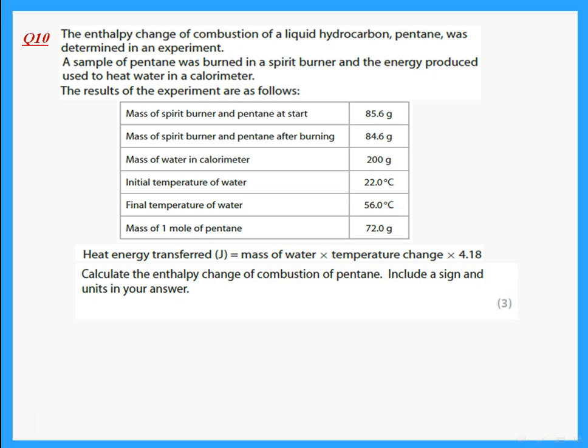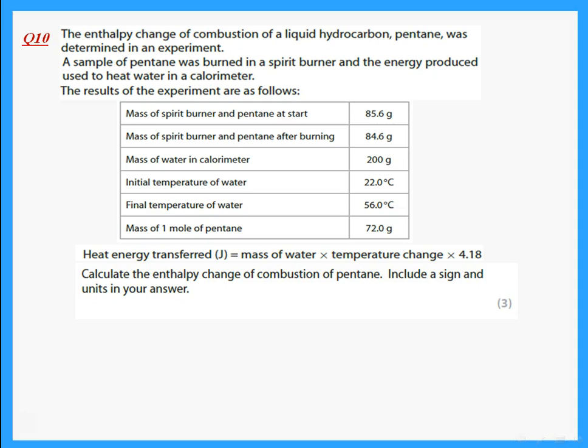Okay, this question says the enthalpy change of combustion of a liquid hydrocarbon pentane was determined in an experiment. A sample of pentane was burned in a spirit burner and the energy produced used to heat water. So he has the mass of spirit burner and pentane at the beginning, the mass after burning, the mass of the water that we're heating, the initial temperature, the final temperature, and the MR of pentane. And he wants you to get the heat energy, which is the Q, and the enthalpy change, and include a sign. So let's get the Q.